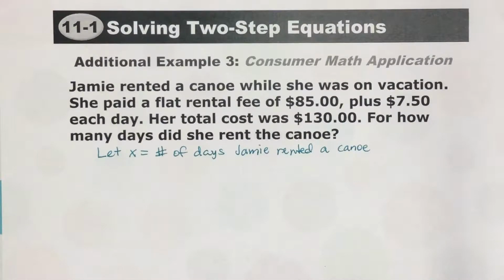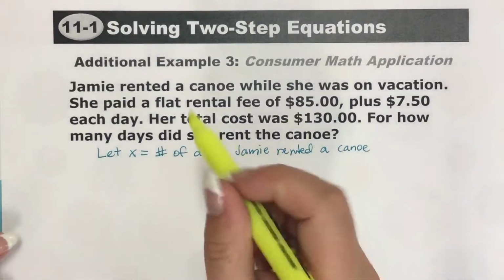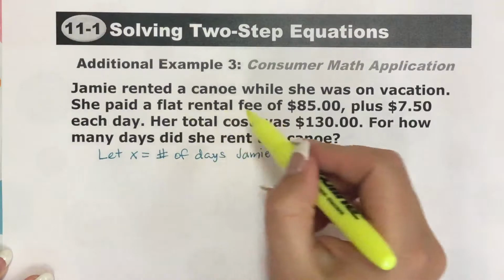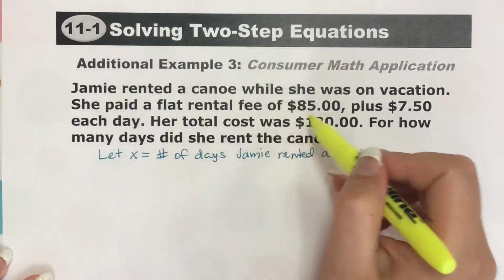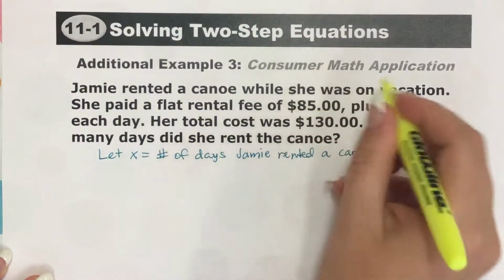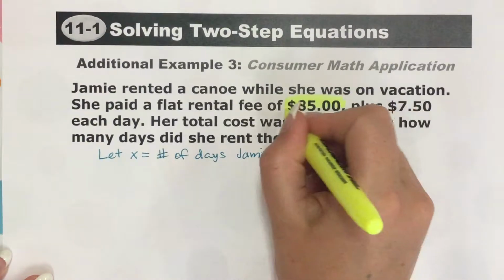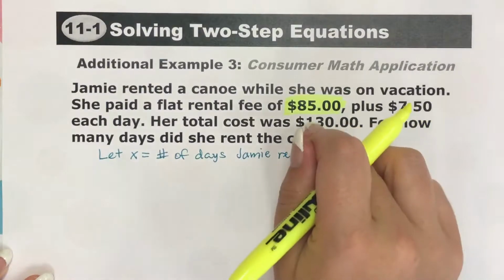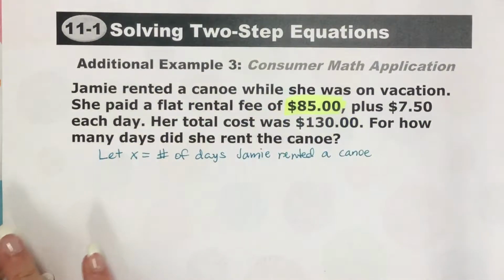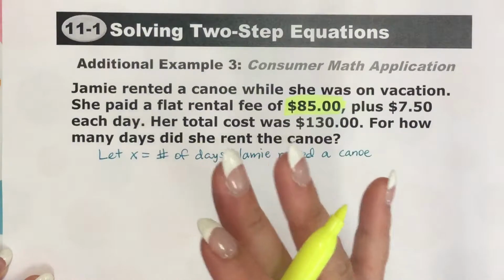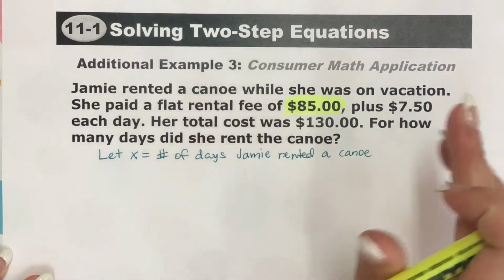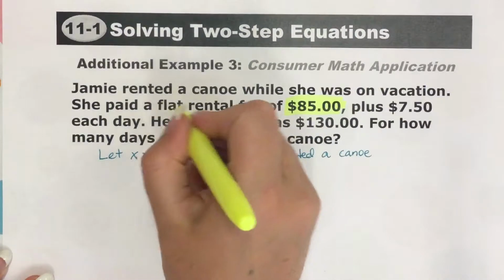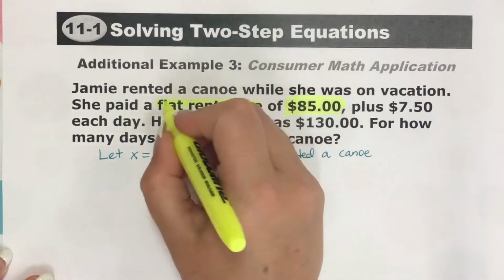this story problem? So when I'm looking at this, I say, okay, Jamie rented a canoe while she was on vacation. Nice. She paid a flat rental fee of $85. Well, I think that that's important. $85, a flat rental fee. What that means is that's just something that you pay. You pay $85. You want to rent the canoe, you pay $85. Okay, so that's the flat rental fee.